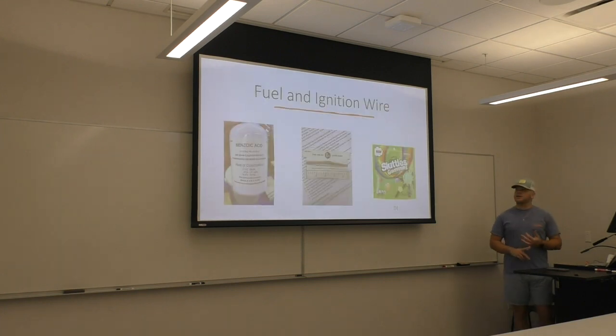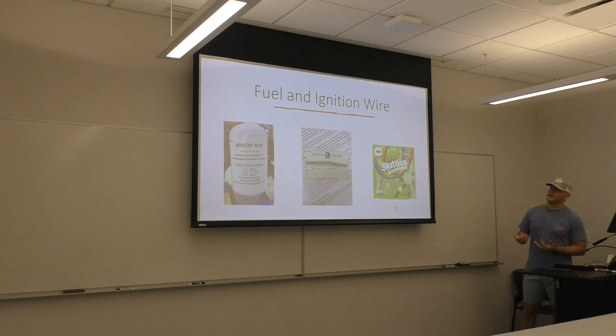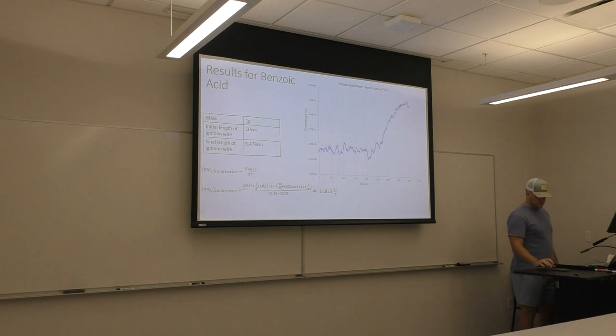So here are the 2 fuel samples of benzoic acid and the unknown fuel, and then we have the ignition wire. So here are the results for the benzoic acid. So we had 1 gram of the benzoic tablet. We have the ignition wire. The initial length is 10 centimeters, and then we had the final length of ignition wire, which is 3.478 centimeters.